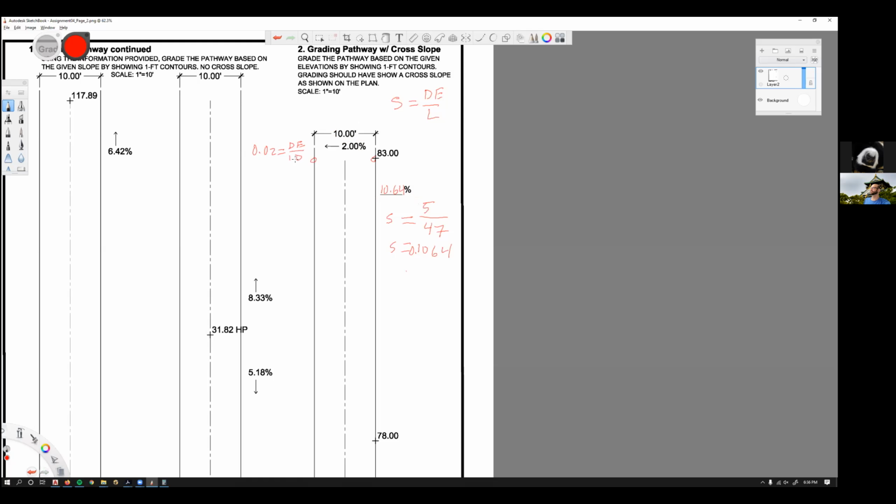So multiply both sides by 10. DE equals 10 times 0.02, which would be 0.2. DE equals 0.2. And so that's the difference in elevation, 1/5 of a foot between this point and directly across the street from it.